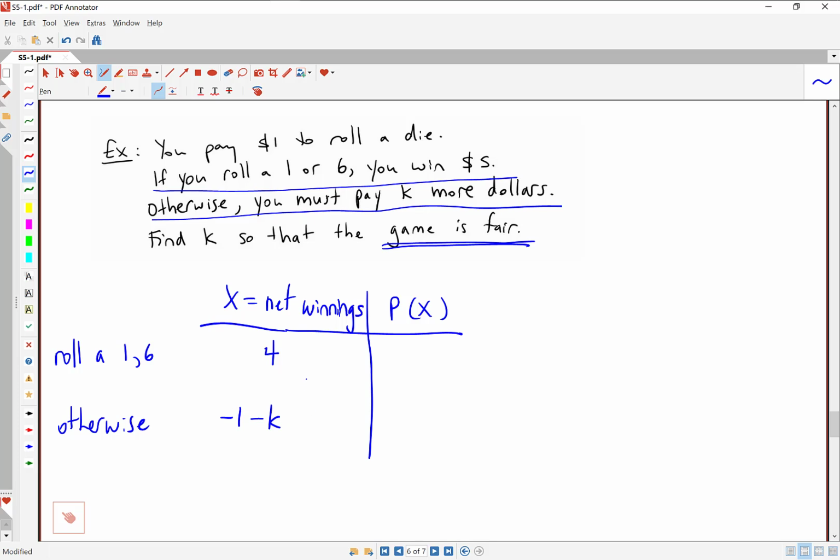Now let's think about the probabilities of these two scenarios. So it comes down to the roll of the die. If you roll a 1 or a 6, your probability of doing that is 2 out of 6. Probability of getting any roll other than a 1 or a 6 would just be 1 minus the 2 out of 6. So let's make that 4 out of 6.